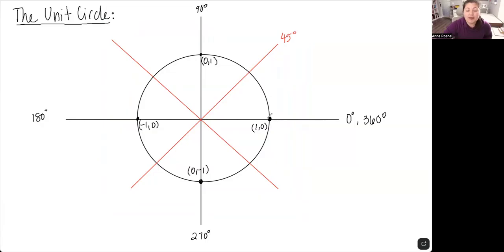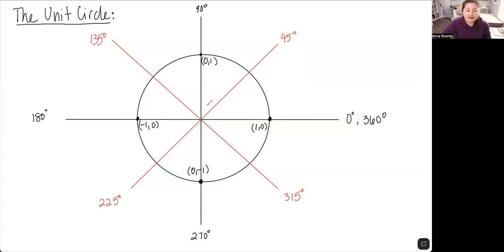So if I count my unit circle in terms of 45-degree angles, this will be 45 plus another 45 is 90, plus another 45 is 135. Another 45 is 180, another 45 is 225, then 270, and then 315. Beautiful. So I've just counted my unit circle in terms of 45 degrees.